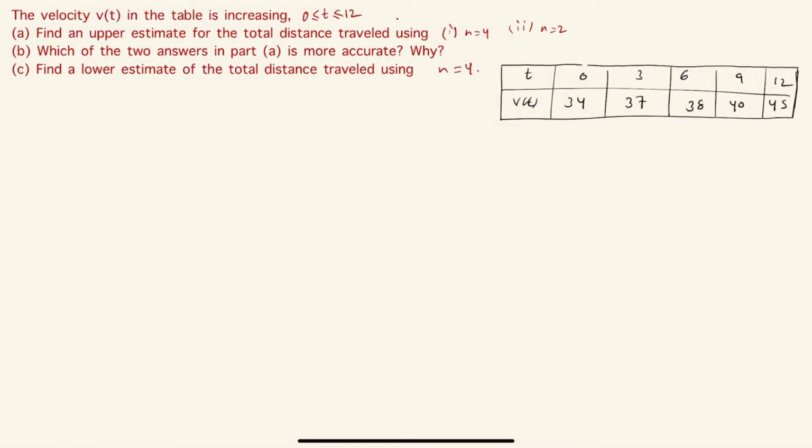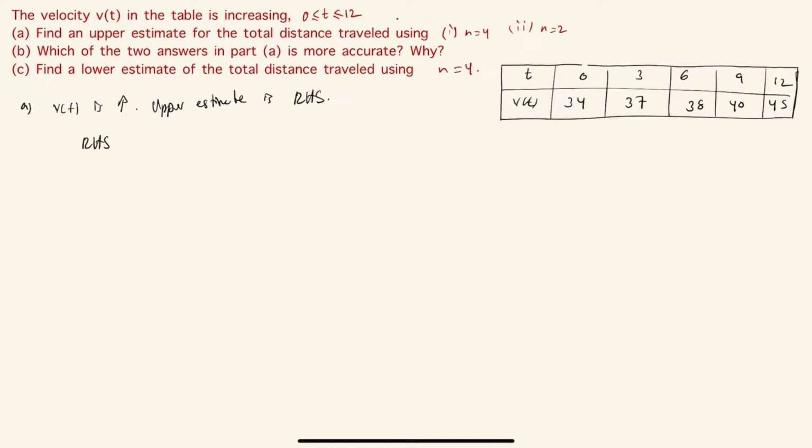The velocity v(t) in the table is increasing, with t going from 0 to 12. A. Find the upper estimate for the total distance traveled using n equal to 4 and n equal to 2. So, notice first the velocity function v(t) is an increasing function. Therefore, the upper estimate is going to be using the right-hand sum.